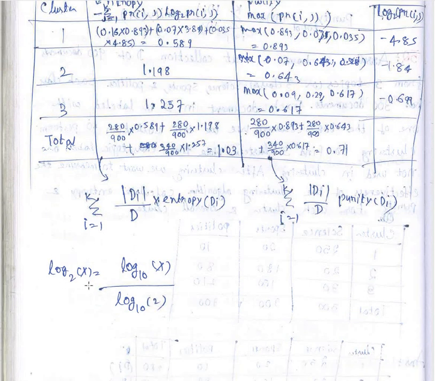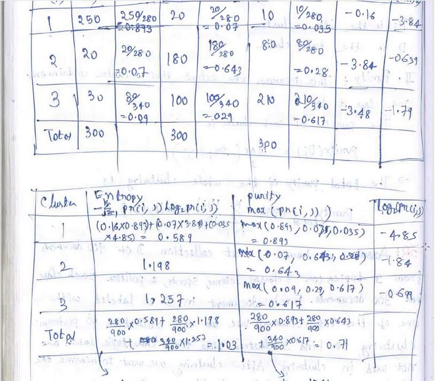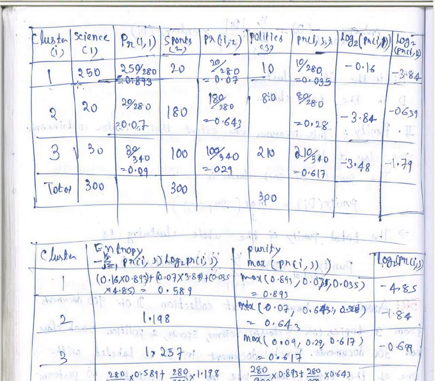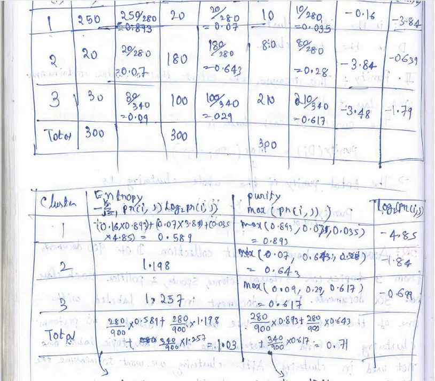If we are not able to do log base 2 of x on the calculator directly, it is log base 10 of x divided by log base 10 of 2. So we find all the log base 2 values of Pr of i comma 1, then Pr of i comma 2, log base 2 of 0.07, 0.643 and 0.29, and in the same way Pr of i comma 3 also. Then purity is the maximum of Pr of i comma j, the maximum of 0.893, 0.07 or 0.035, which is 0.893. So the maximum of these Pr of i comma j values is the purity value.